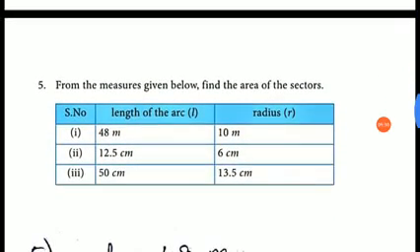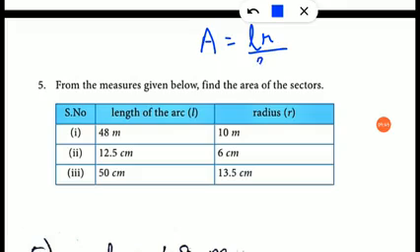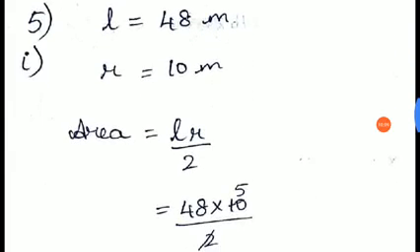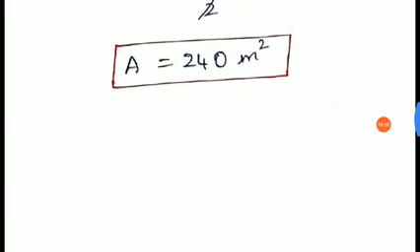Now, the fifth one. From the measures given below, find the area of the sectors. They are giving you length and radius, and you are going to find out the area. So, directly shall we do? We already know that the area formula is LR by 2. You have the value of L, you have the value of R. So, can we directly find out the area? Very simple, right? So the fifth sum you can solve on your own. Is it clear, children? For the fifth sum, I have solved the first subdivision here just as a sample.